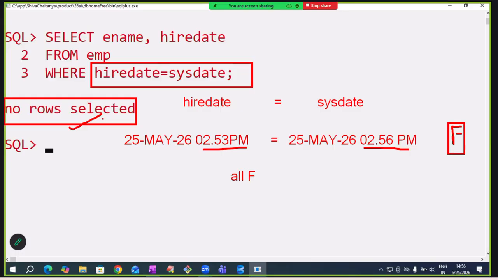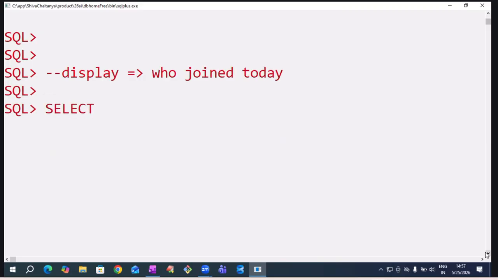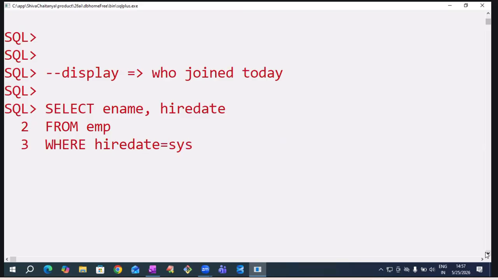Are you understanding? Date also contains time. Many times I told this point. In date comparison, this point is very important. Date values are the same, but time values are different. Once again, my requirement is to display the employee records who joined today. So I write: select ename, hire date from EMP where hire date equals to sysdate. If I write like this, I get output as no rows selected.